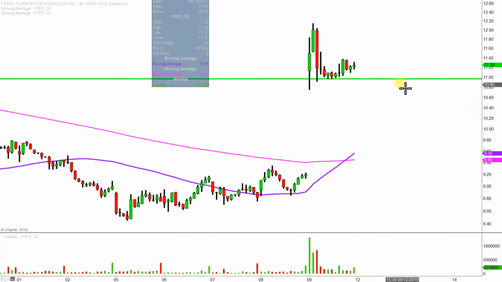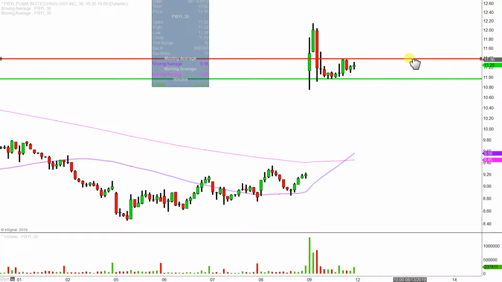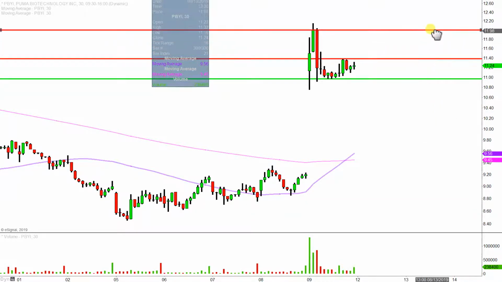Now, as far as areas of resistance are concerned, and where some of these potential battlegrounds are, let's talk about a few of these. Initial area of resistance is going to be basically just the top portion of this little miniature channel that formed all afternoon long, which sits up there at about $11.40. After 11.40, next key level up there where the party essentially stopped today, and that's right up there at the round number of $12.